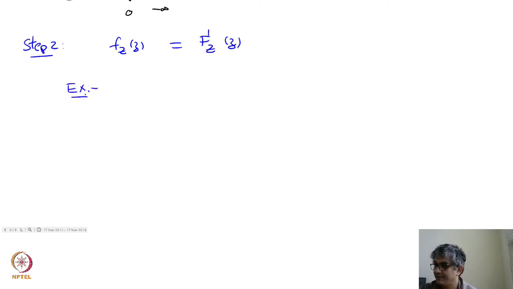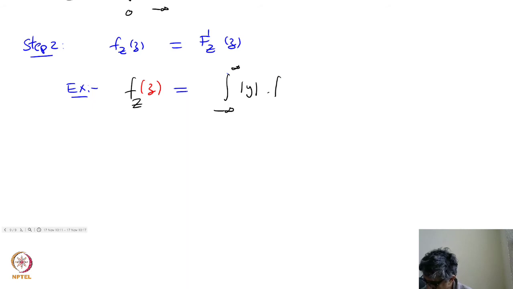I'll leave it as an exercise for you to check that if you differentiate the above, you'll end up getting this. So f sub z at the point z is equal to the integral from minus infinity to infinity. This time it won't be a convolution. And I'll have a mod y, f sub x at the point z times y, and then f sub y at the point y.